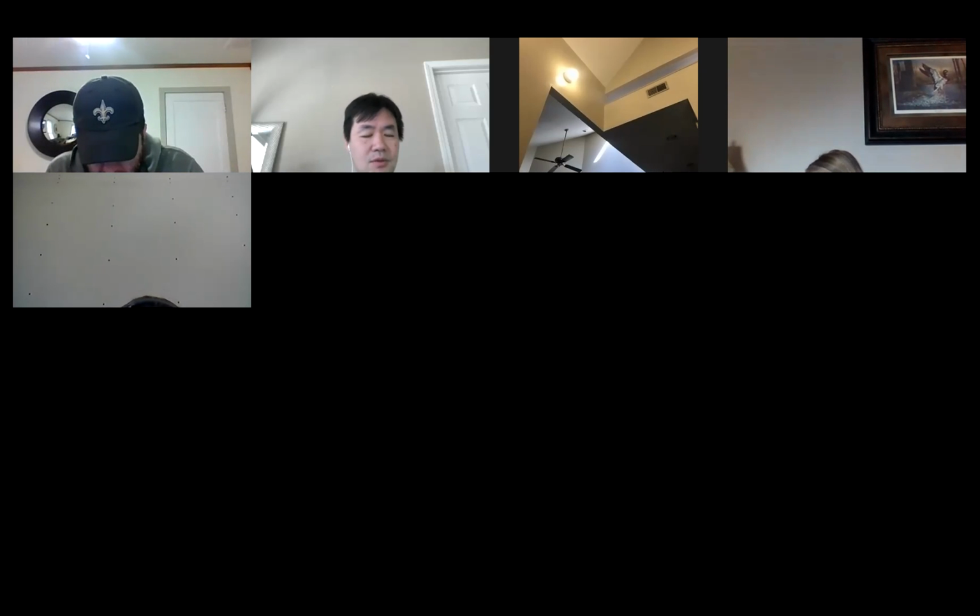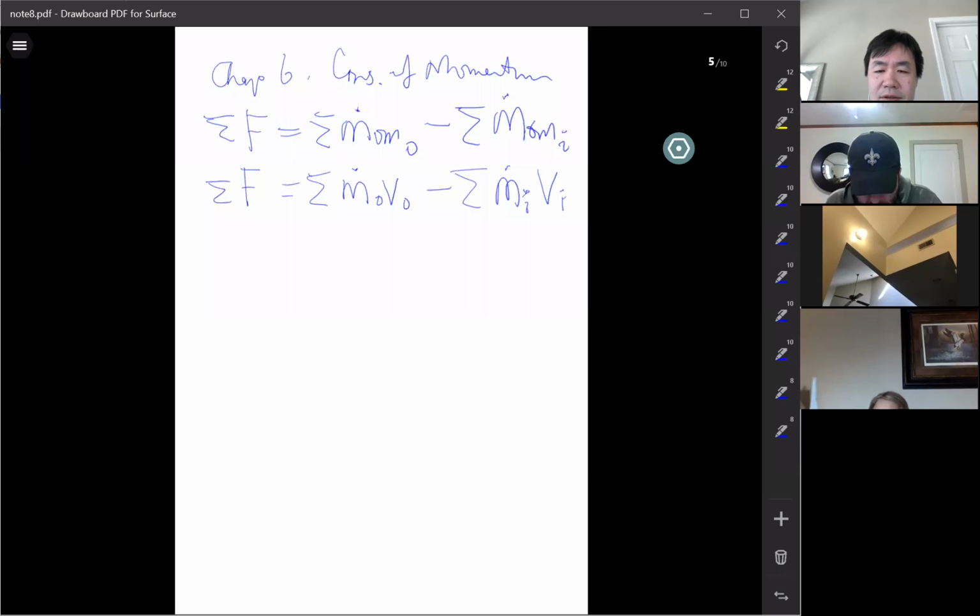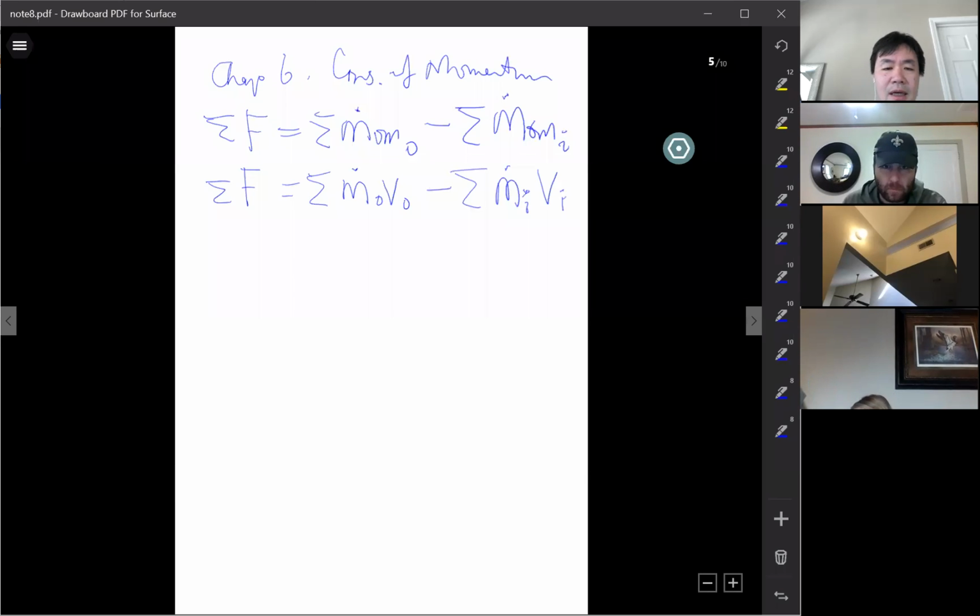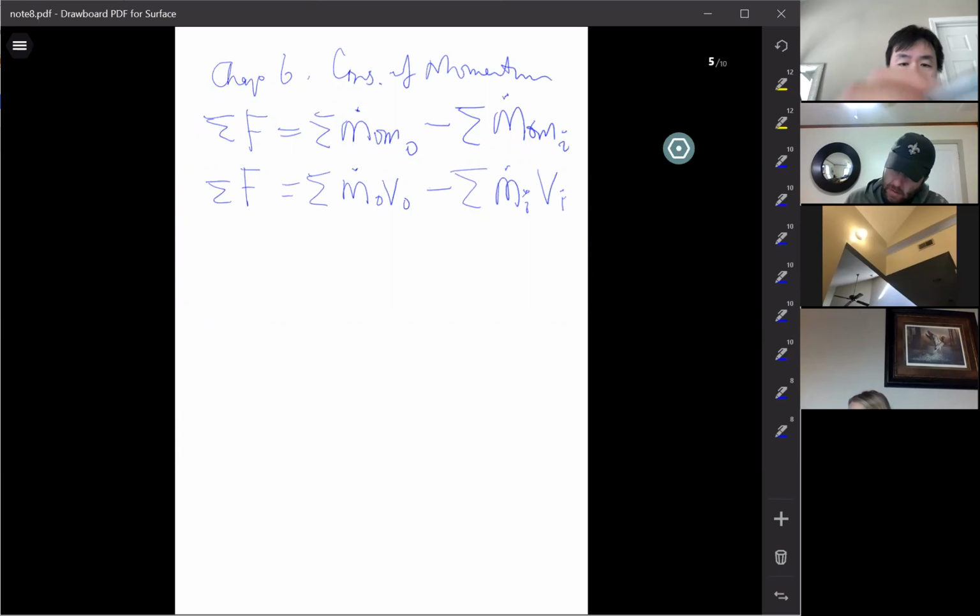Okay, we studied last time about the conservation of momentum. That is the equation on the conservation of momentum. Let me give you some examples. The first example, let's start from the simple.